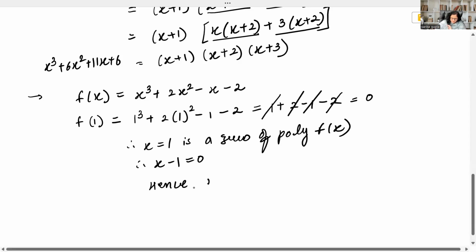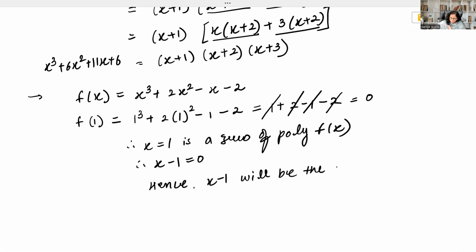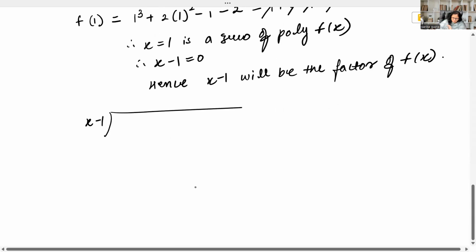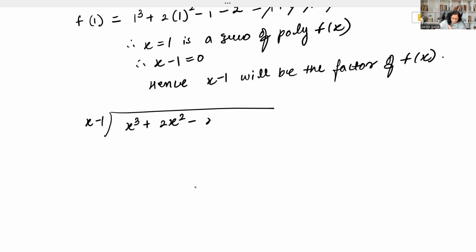Hence, x minus 1 will be the first factor of f of x. Now we will go for the long division method to find out the next factor. We will divide the entire polynomial using the first factor obtained, that is x minus 1.